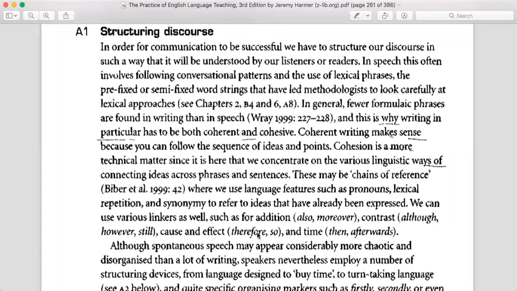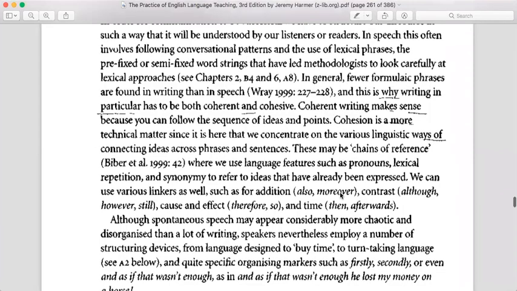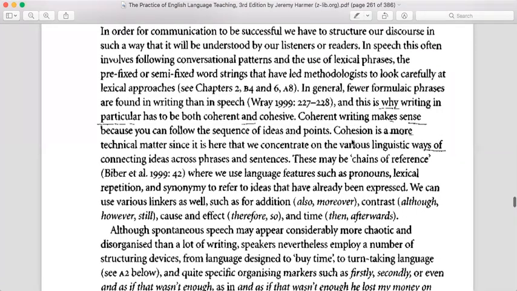Ideas follow in a particular sequence, right? So these are two important aspects of discourse that need to be taught to the students, right? Basically, what I would like you to refer to here is that cohesion is a technical matter because it deals with connecting grammatical links. It is about grammatical links, or linking of grammatical items. So that's the technical part, right?